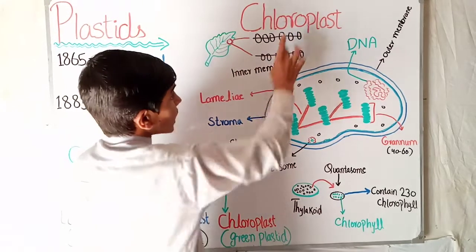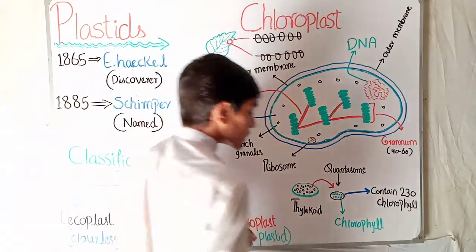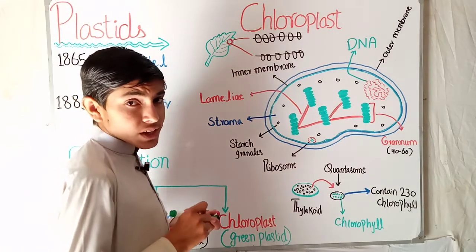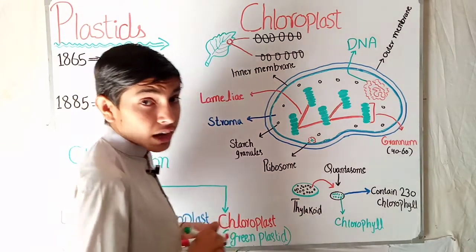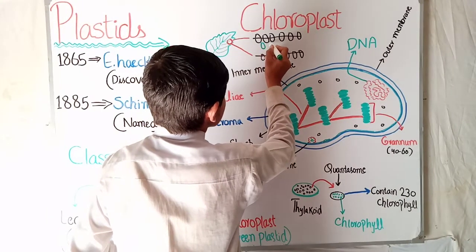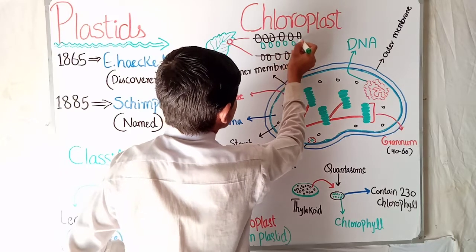Now inside the epidermal cells there are specific cells called mesophyll cells, and the combination of these cells is called mesophyll tissue. These are the green tissues. These are present here.